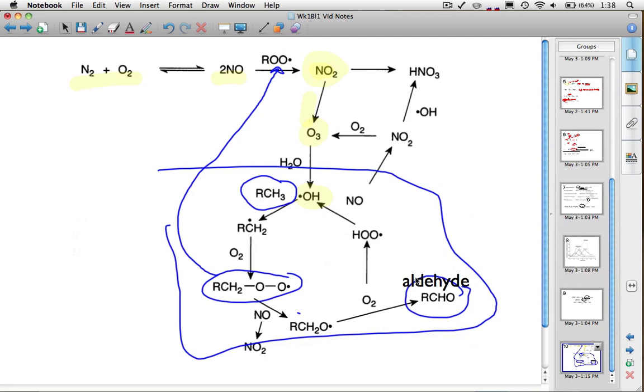Lots and lots of steps in this process. The main ideas are that NO is the starting step in making smog, it rapidly becomes NO2 and ozone, and the ozone then breaks down hydrocarbons to make aldehydes along with a bunch of other irritating air pollutants that affect human health.